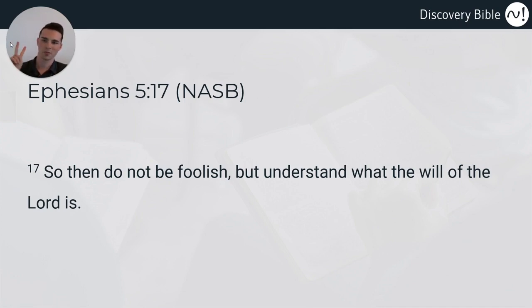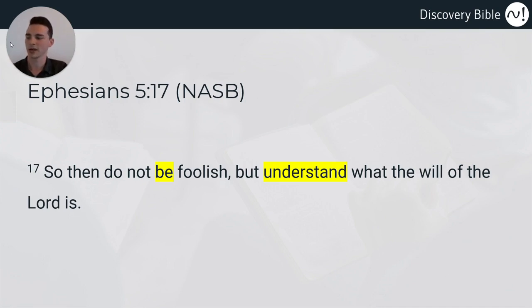There are two picture prompts in this verse. The first is on the word be, which is a verb, do not be foolish. And the second is on the word understand. I'll tell you which picture prompt it is. The be is a negated present imperative, and the second one, understand, is a present imperative. We'll get into what those terms mean and how they impact you in your reading.